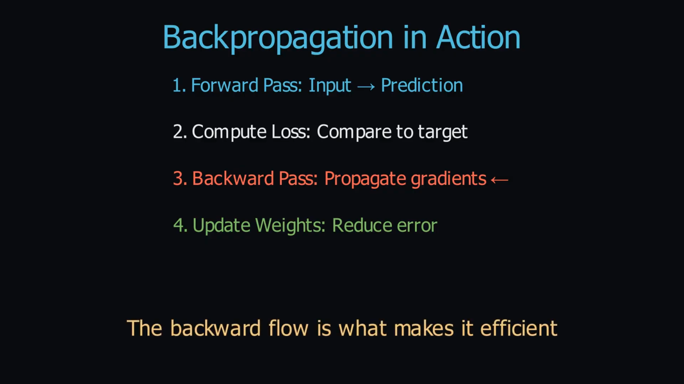It feels backward because we start where the evidence is, at the output. But this backward direction is precisely what makes the algorithm efficient. Backpropagation is the engine of modern deep learning.